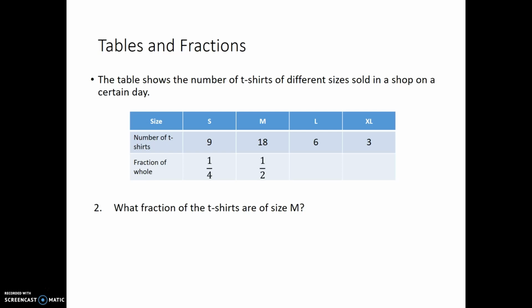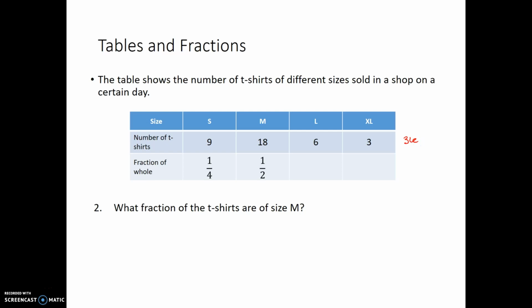Okay, so we've got in front of you a table which shows the number of t-shirts of different sizes sold in a shop on a certain day. They sold some size smalls, mediums, larges, and extra larges. So we want to know, first of all, how many shirts were there all together. And if we add all these up, 9 plus 18 plus 6 plus 3, we're going to get 36.